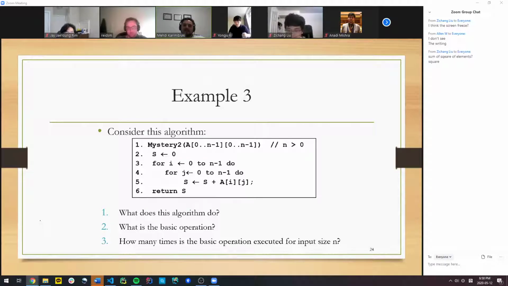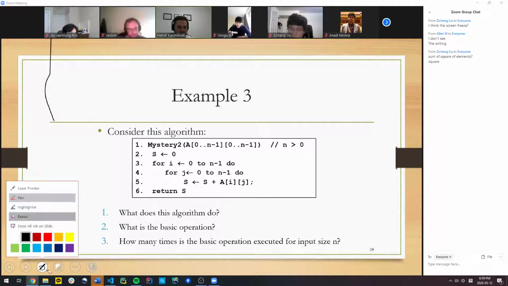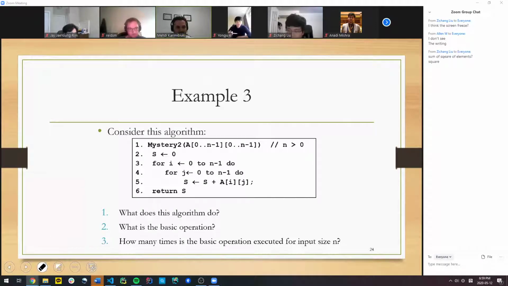Exactly. Because it's a 2D array, it needs 2 for loops, right? One to walk through the columns, and one to walk through the rows. And it is doing the sum as it walks through every single element in a 2D matrix. So we have something like a 2D matrix.